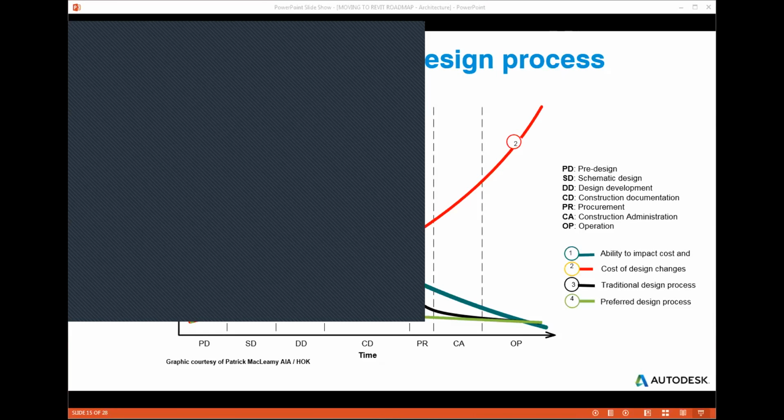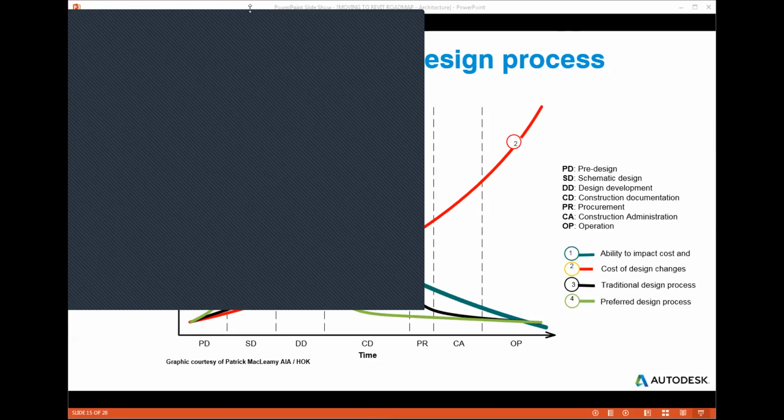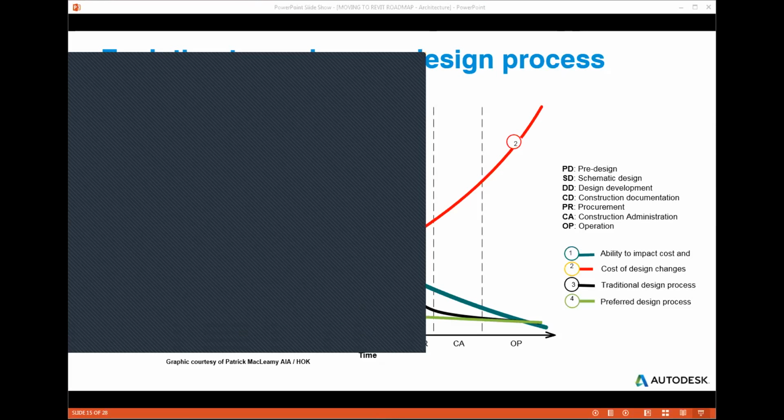It has the process that we follow. If you look at the graph that we have, the critical stage is the red one, which happens to be the cost of design changes. But the other one, which is the light green, shows the preferred design process. That means the ideal method. Based on the different stages of design, we have the pre-design, the schematic design, PD, then the last one is operation.